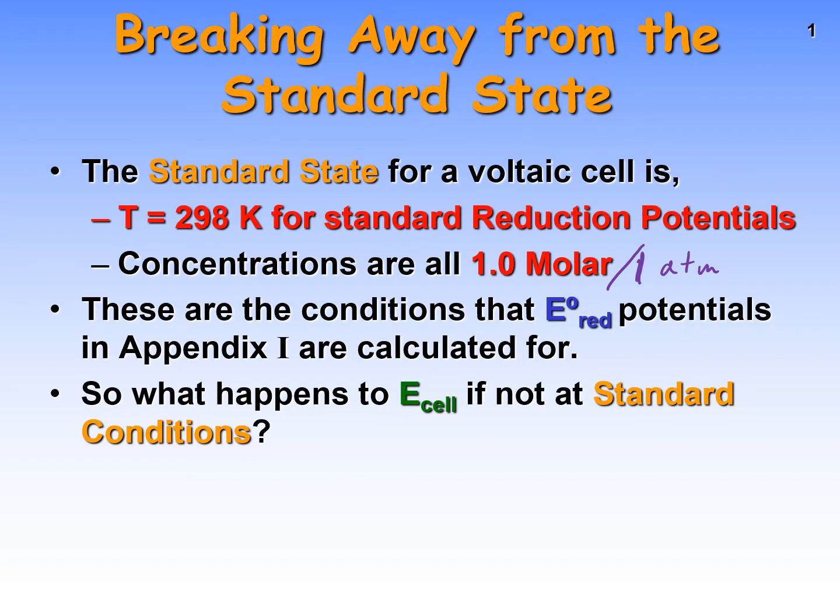Now, what happens if E cell is not under standard conditions? I can tell you that very rarely am I under those exact conditions when doing experiments. It's very rare to be at exactly 1 molar for your concentration. So what do we do if those conditions aren't the conditions we're under?